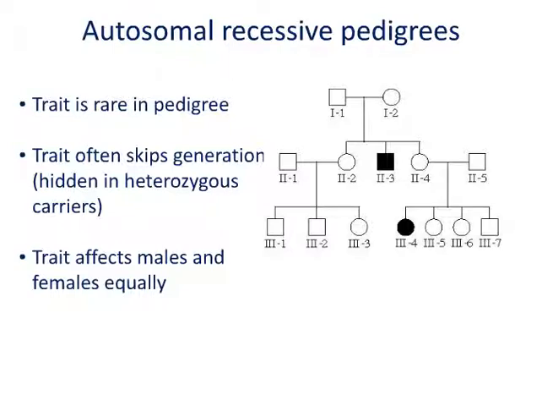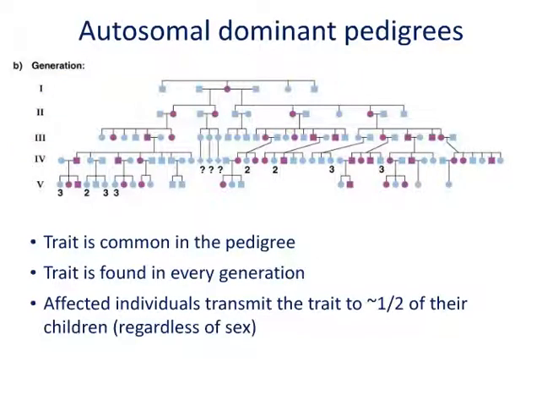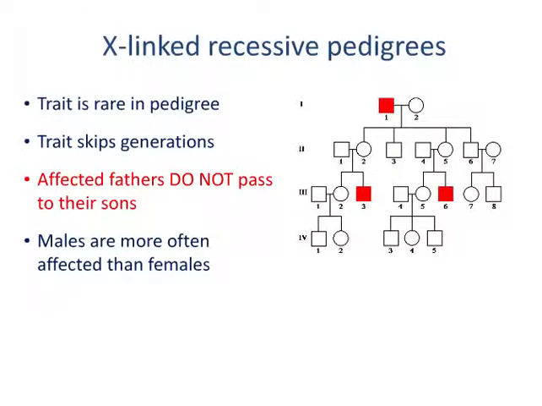In autosomal recessive inheritance patterns, the trait will be rare in the pedigree and often skip generations because it can remain hidden in heterozygous carriers. Since it is autosomal, it will affect males and females equally. In autosomal dominant inheritance, the trait will be common in the pedigree and found in every generation. Affected individuals will transmit the trait to approximately half of their offspring, regardless of sex.